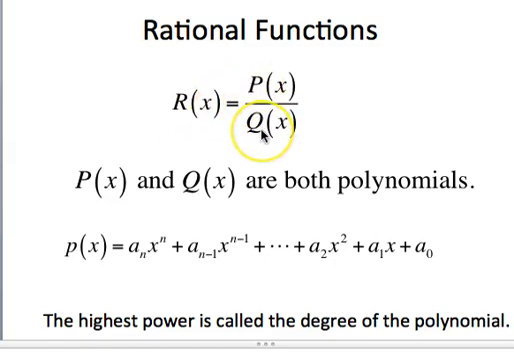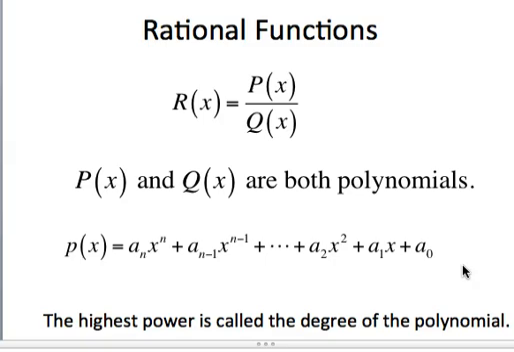R of x is p of x over q of x. P of x and q of x are both polynomials. Now, remember what a polynomial is. Some number times x to some power plus some number times x to some power plus some number times x to some power, etc. The powers all have to be integers, and the numbers are real numbers.